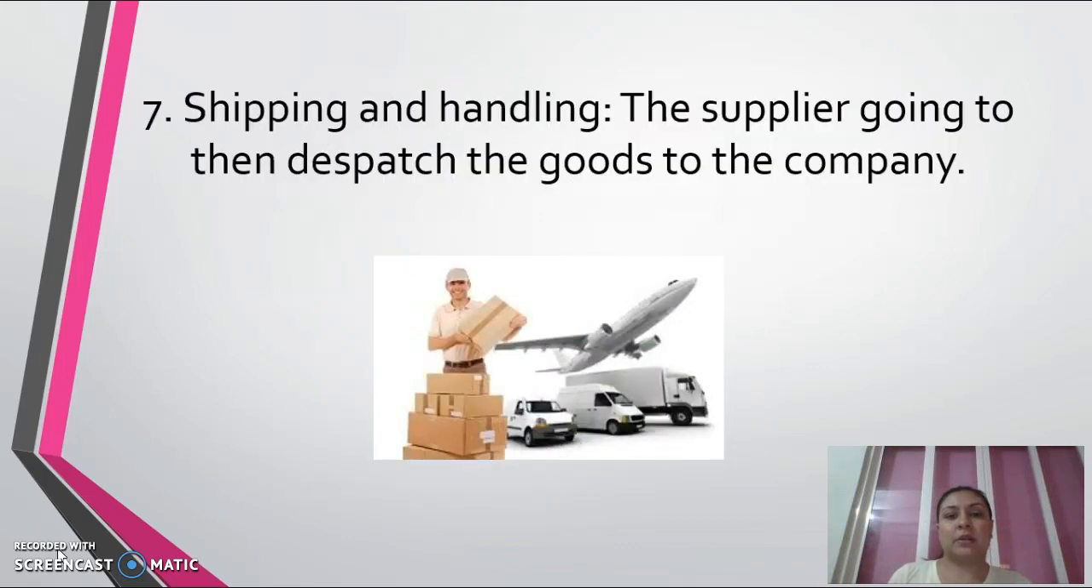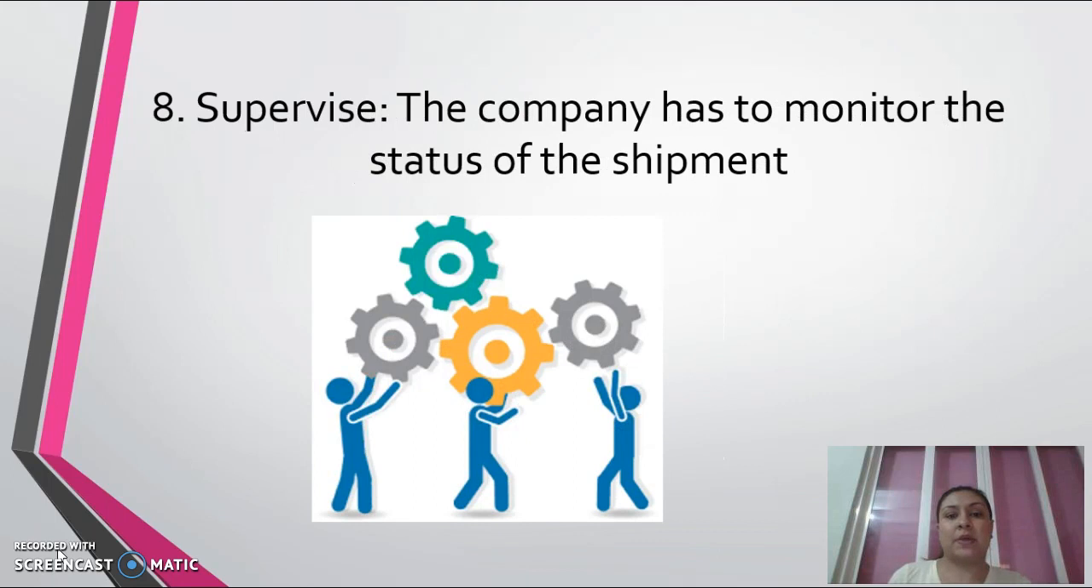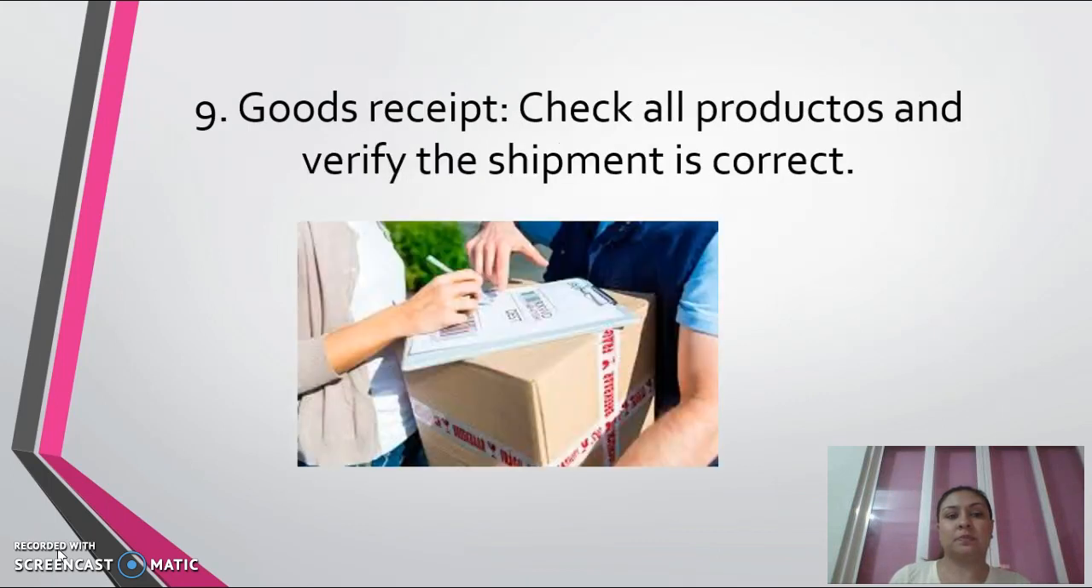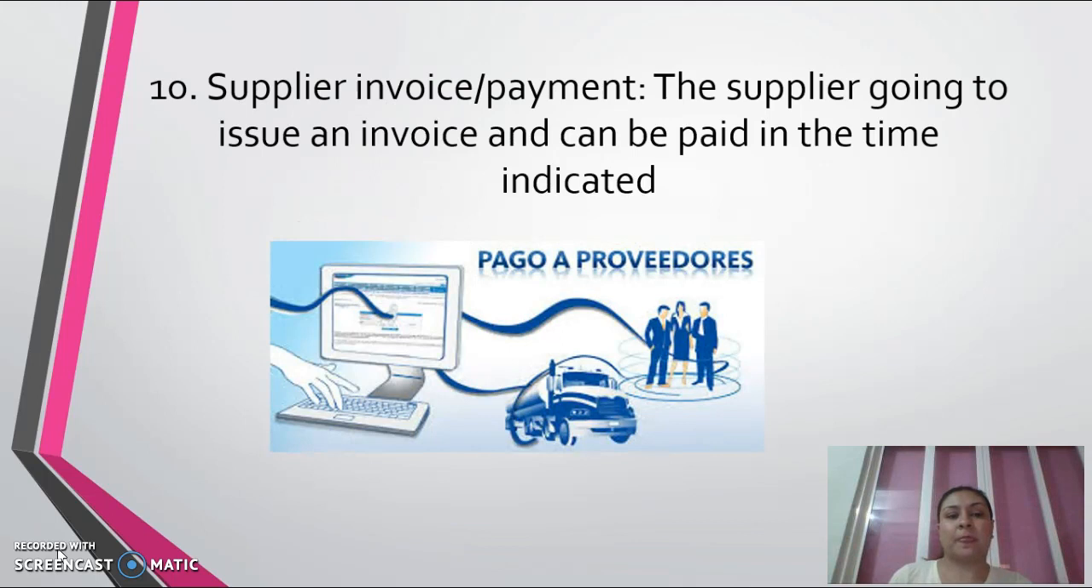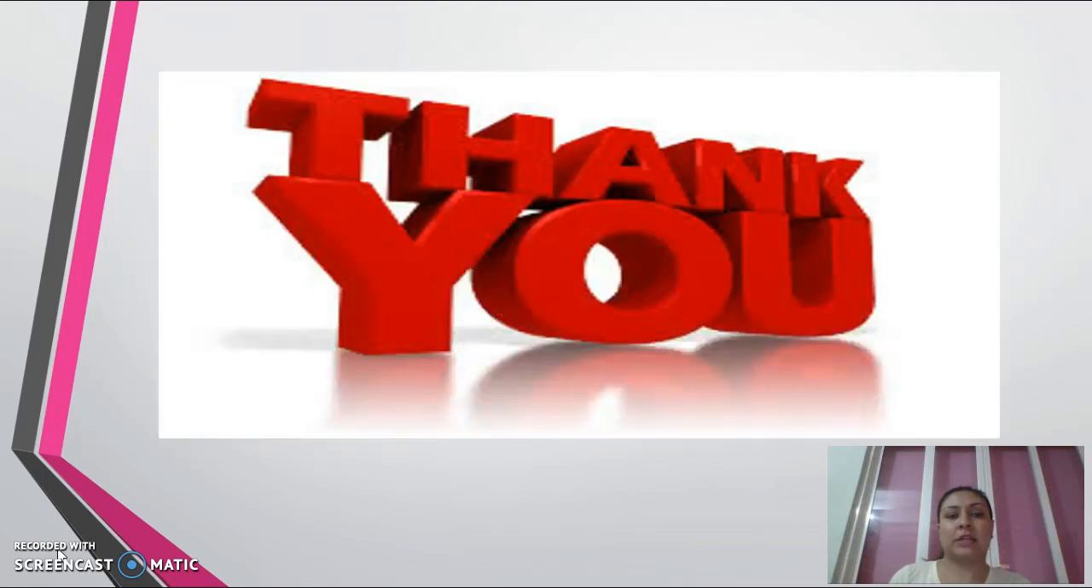Seventh, handling. The supplier is going to then dispatch the goods to the company. Advice. The company has to monitor the status of the shipment. Goods received. Check all products and verify the shipment is correct. Supplier invoice payment. The supplier is going to issue an invoice and can be paid in the time indicated.